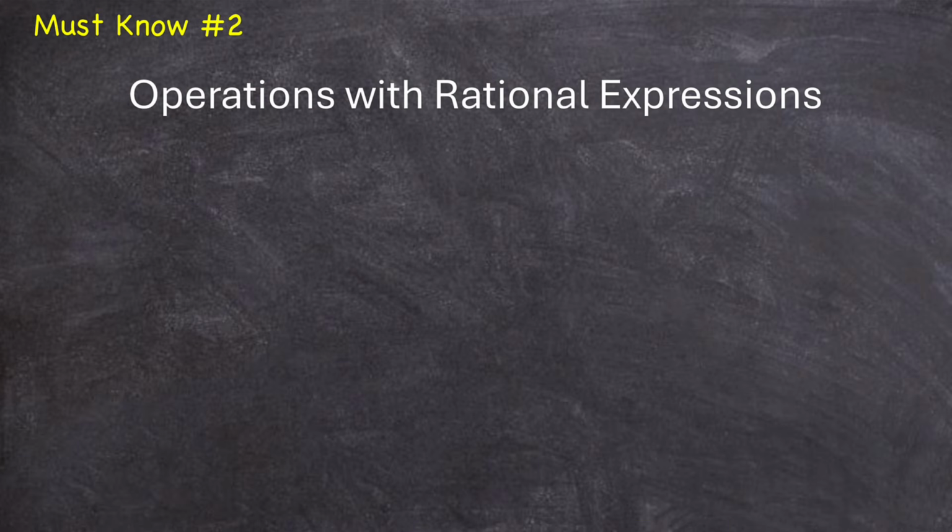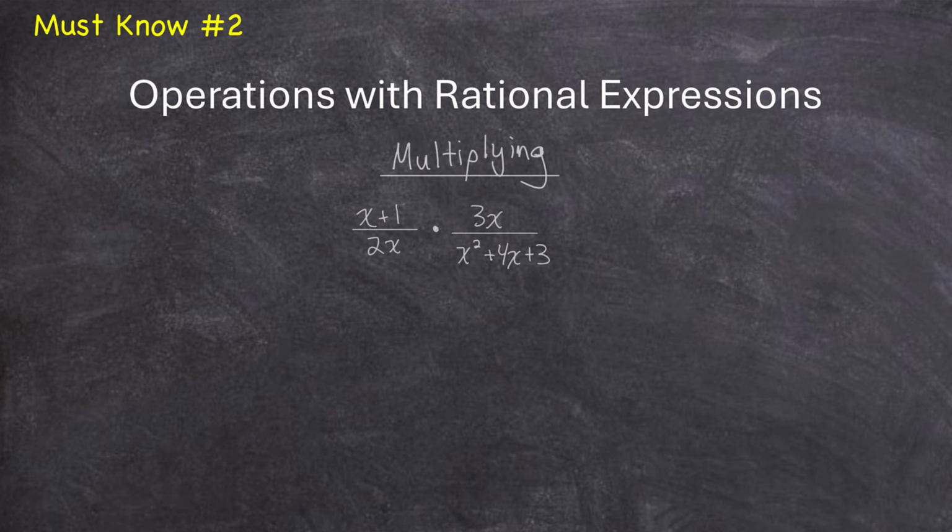Must know number 2: operations with rational expressions. Let's start with how to multiply rational expressions. Anytime there's an operation between rational expressions, the goal is to find a simplified answer and also state the restrictions on the variable. So the first thing you want to do that's going to help with the simplification and with the stating of restrictions is to check and see if anything is factorable in either rational expression.